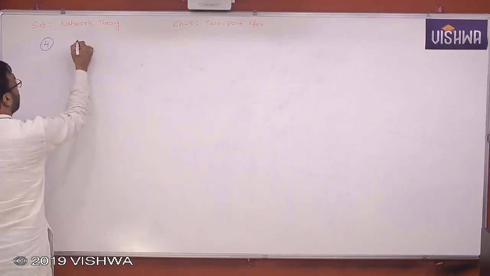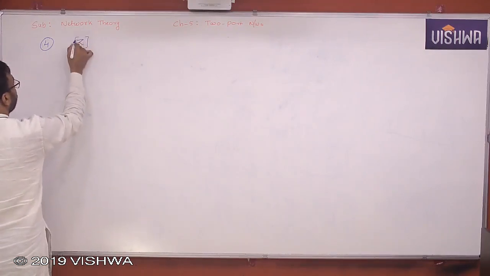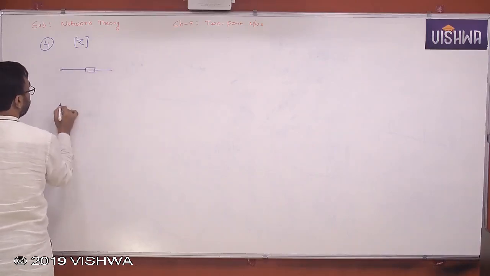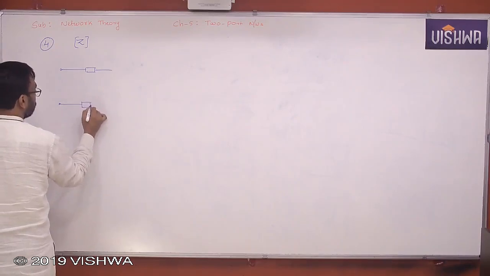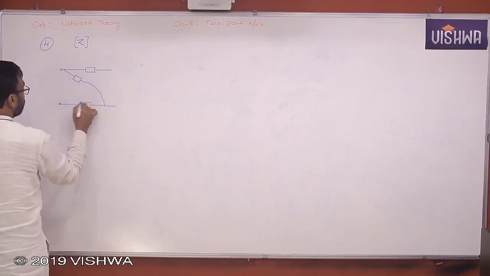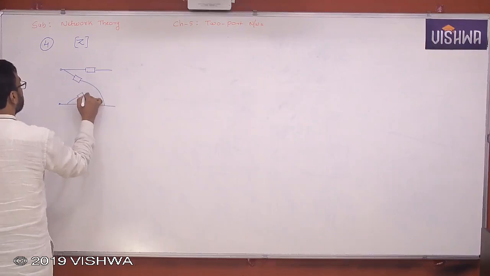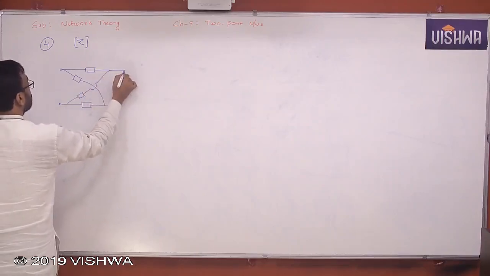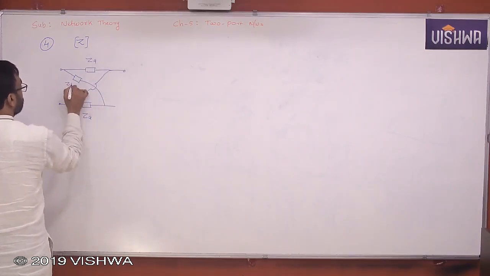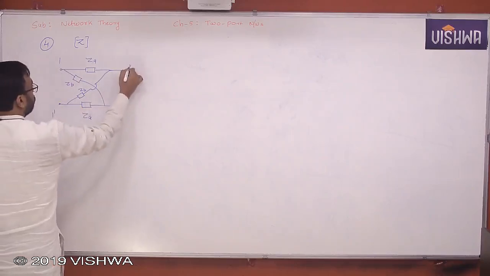Fourth problem: find the Z matrix of the given lattice model, or lattice section. A symmetric lattice section is given here. I'll prove it is symmetric. ZA, ZB and ZB, with ports 1, 1 dash, 2, 2 dash.